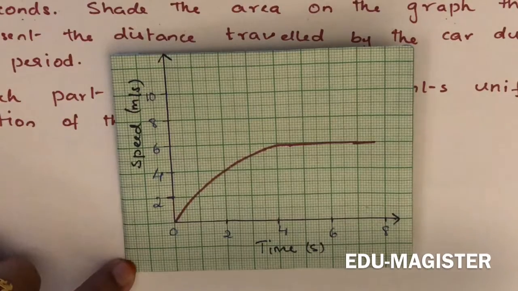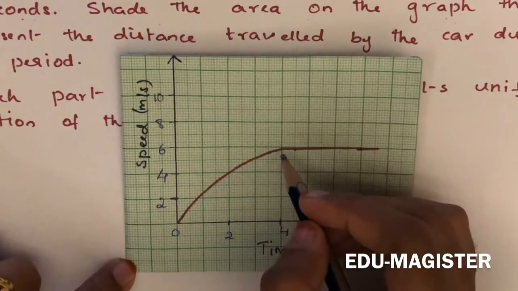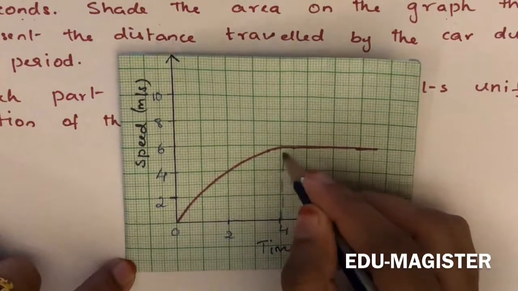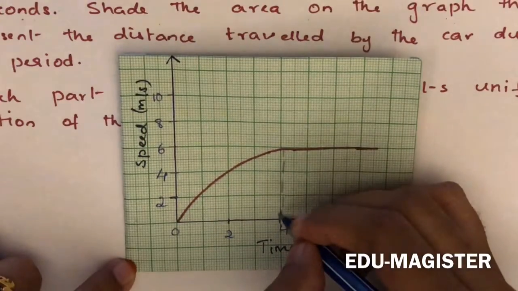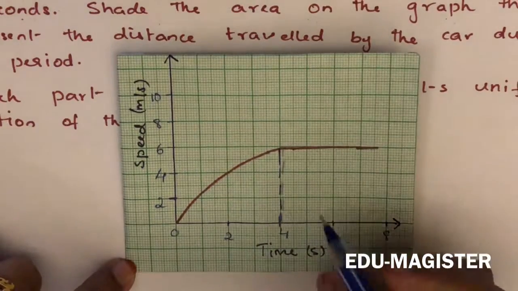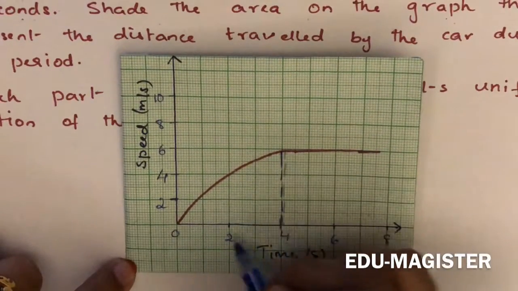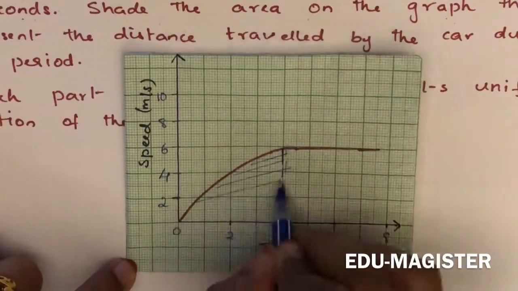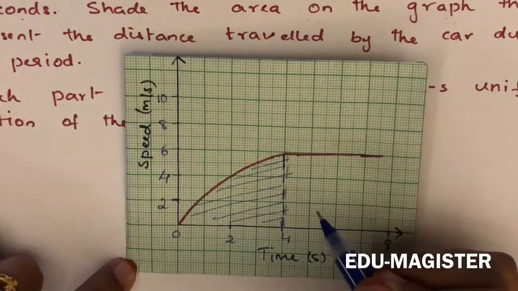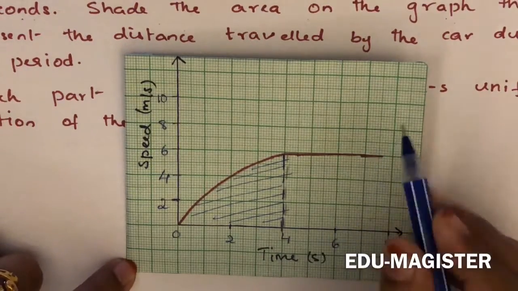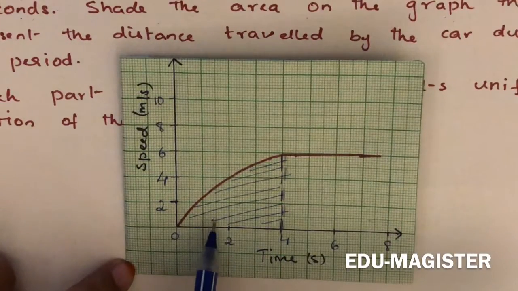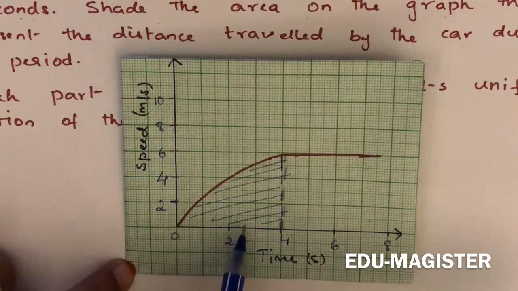So, for that, as said, it is the area under the graph. So, let us draw a perpendicular like this touching the graph. So, now this area, let me shade, this area will give the distance covered by the car, right.